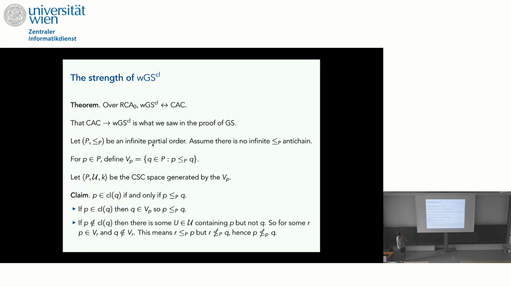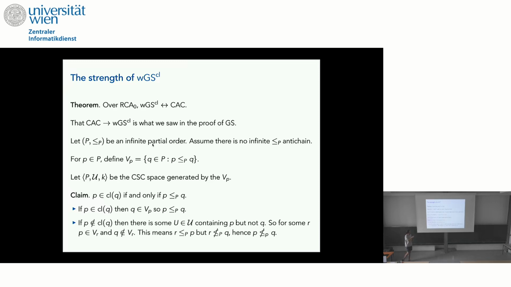All right, so here's a partial order. Let's suppose there's no infinite antichain. We're going to build an infinite chain. Here's what we're going to do. We're going to define these sub-basic open sets, so it's going to be a sub-basis, not necessarily closed under intersection. But V_P is just going to be all those things that are larger than P in the partial order, above P.